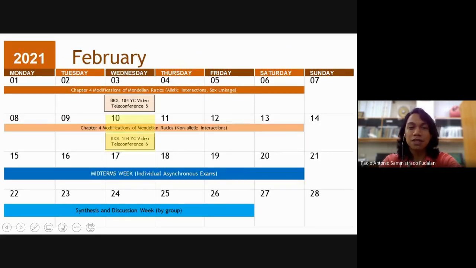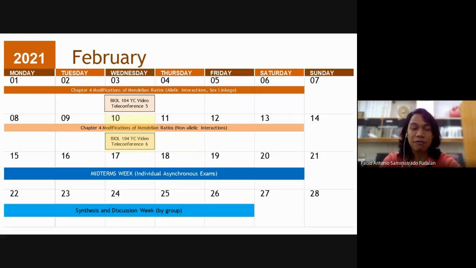Right, so this is our calendar. We are now in the second week of February. There are no classes, of course, on Friday. We don't need to worry about that because we don't have a class on Friday. We are currently now on time with our video teleconference number 6. If you can remember, last week we did it on a Saturday, but now we are back on track.